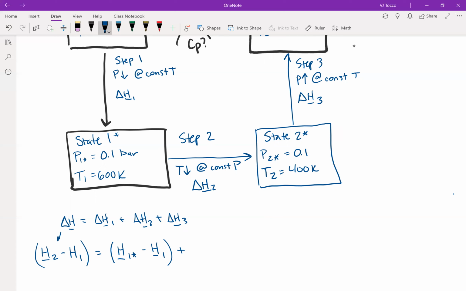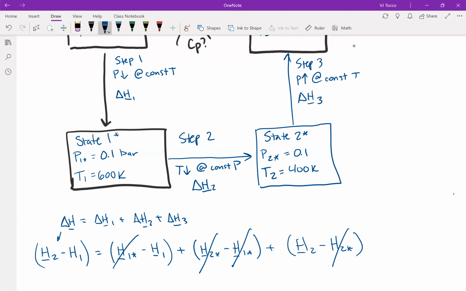Delta H2 is going to be the change in state 2 star from state 1 star. So H2 star minus H1 star, plus delta H3, which is going to be H2 minus H2 star. And then if I look and see what cancels out, I've got an H1 star in the first term that cancels with a minus H1 star in the second term, and an H2 star cancels with an H2 star in the second and third terms. And I'm left with H2 minus H1.